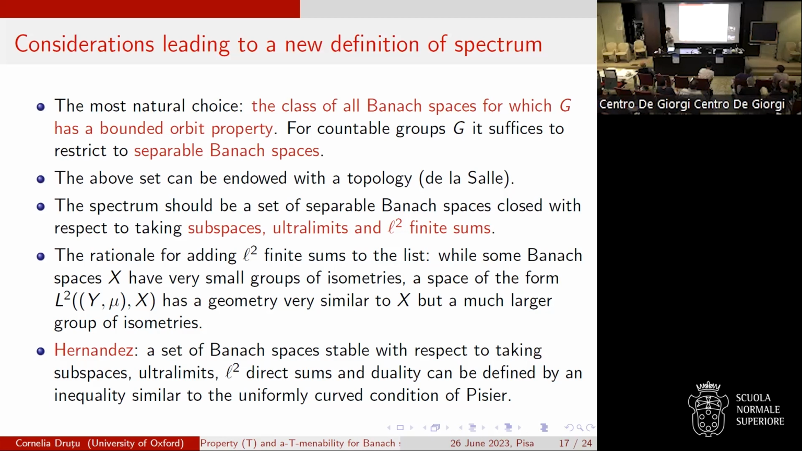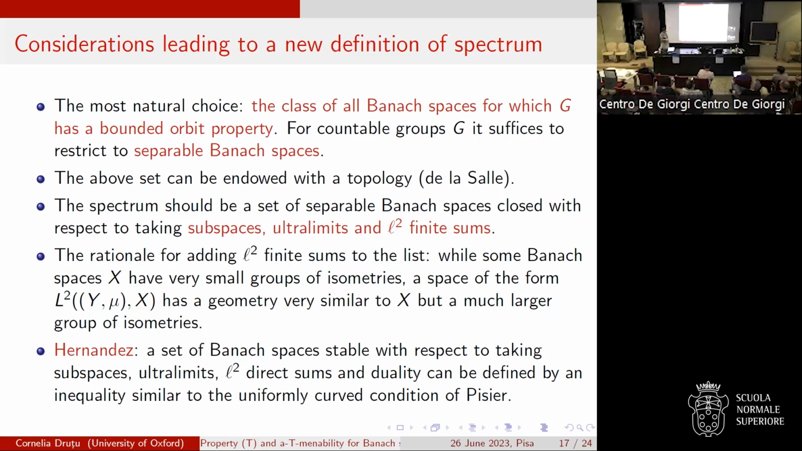And there's an old result of Hernandez saying that if we have a set of Banach spaces that is stable with respect to taking subspaces, ultraproducts, L2 direct sums and duality, then it can be defined by a certain inequality. And this inequality is very similar to the uniformly curved condition of Pisier. So that is the largest reasonable class that one can consider: the uniformly convex spaces, those for which we know that the balls are uniformly convex. And there is a subclass defined by Pisier, the so-called uniformly curved. This class basically covers all the known examples of constructions of uniformly convex spaces. So L^p spaces, interpolations, quotients, subspaces, they're all in the uniformly curved class. So in a way, the spaces that I consider cover all the uniformly convex spaces that you know.